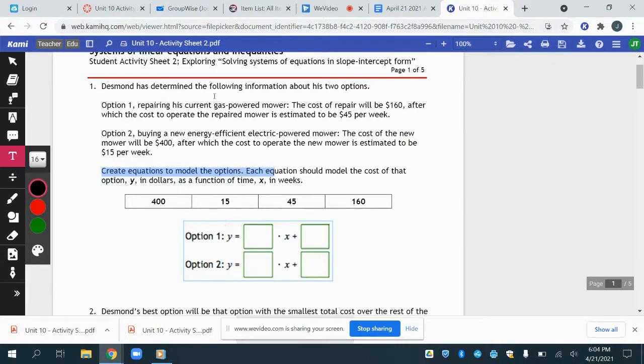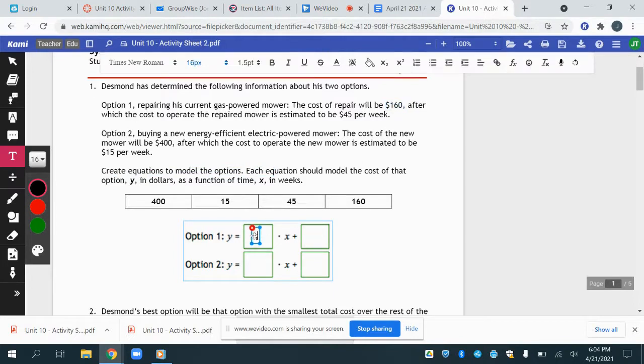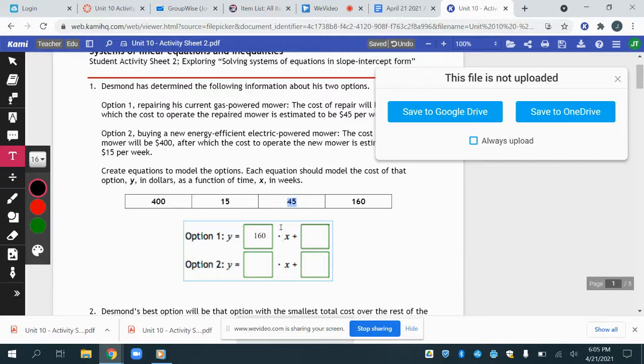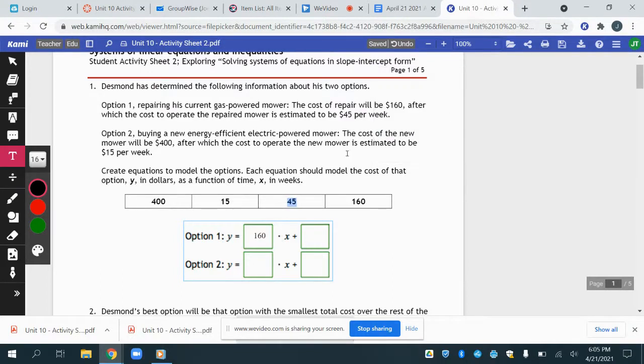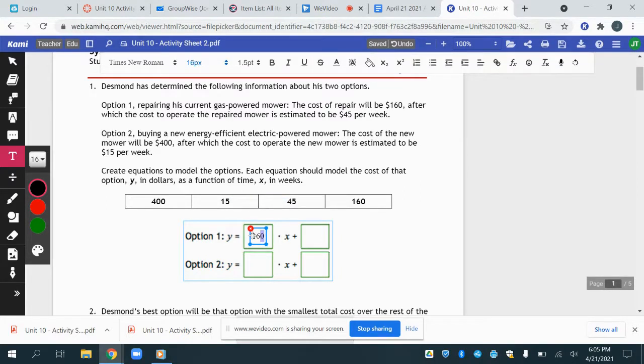Okay, so our first option, we're paying $160, just straight up. I am not going to put that right here, because that would be multiplied by x. And they're saying that x is the number of weeks. Y is the cost, how much we're paying, so $160, but this is not how much we pay per week. We're not multiplying this by the number of weeks. We're just paying this straight up, 160. So I'm going to scoot it over here. So it's just a standalone number, plus 160.